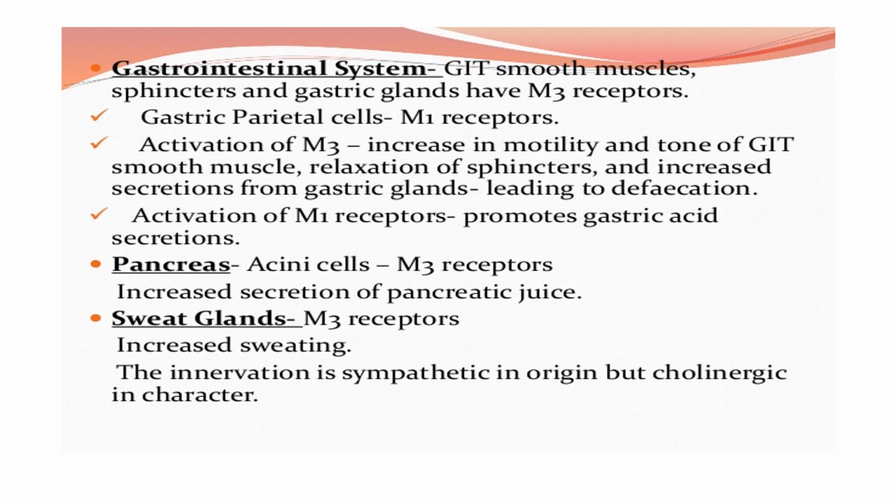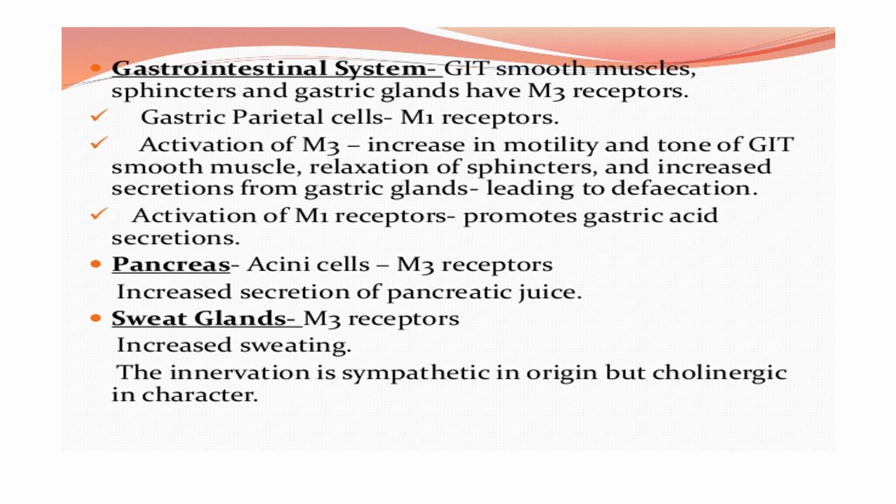Coming to the next gland, that is the gastrointestinal gland. As I told you, gastric smooth muscles, sphincters and gastric glands have M3 receptors, but the parietal cells have M1 receptors which are involved in acid production. Acid production is innervated by M1 receptors, while smooth muscles and gastric glands have M3 receptors.